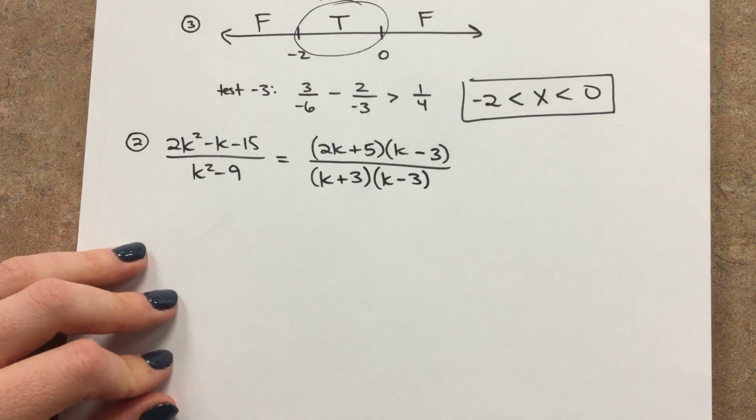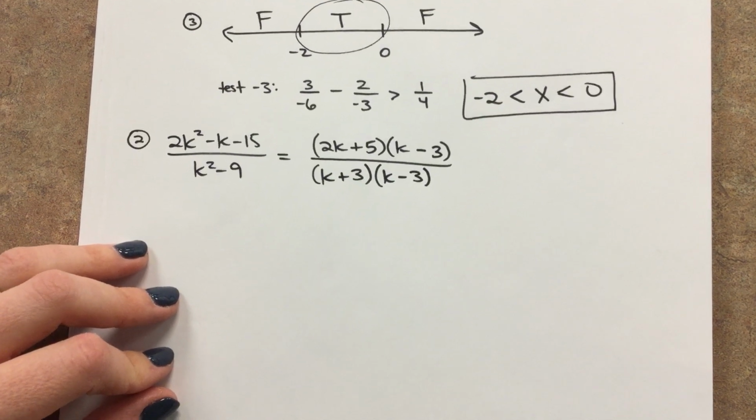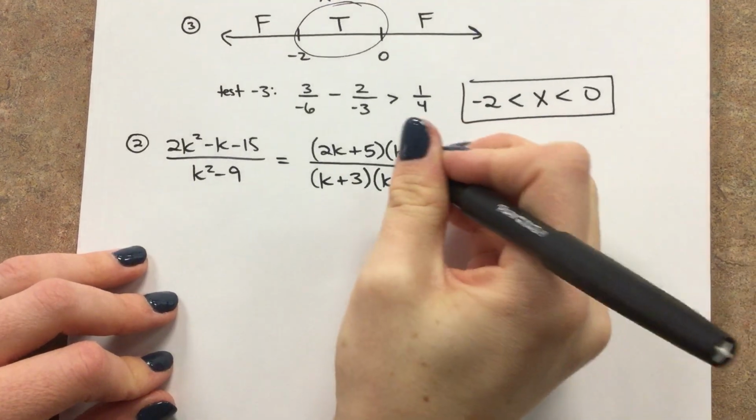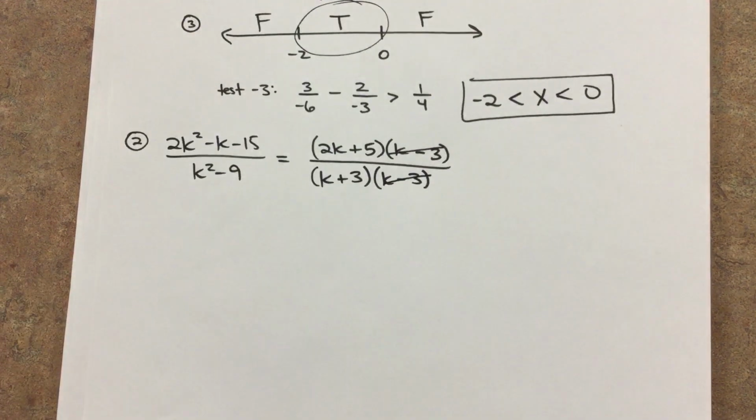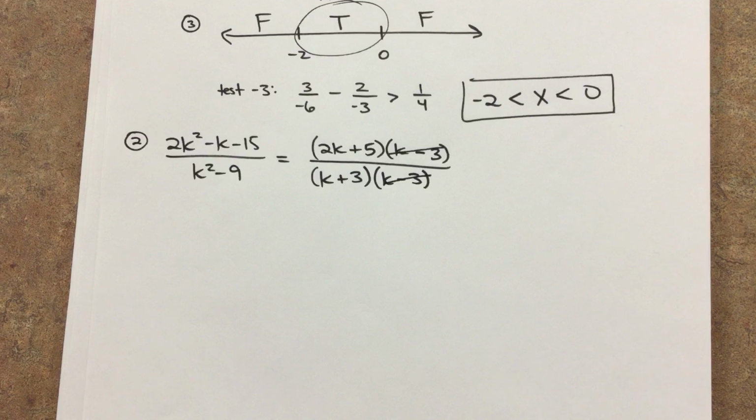terms would cancel. So once they're all factored down, the numerator has 2 separate factors, the denominator has 2 separate factors, and since these are identical, then they can just cancel each other out. So then you just have 2k plus 5 over k plus 3.